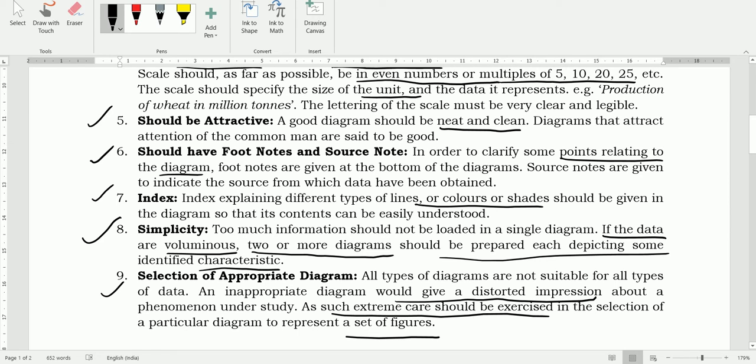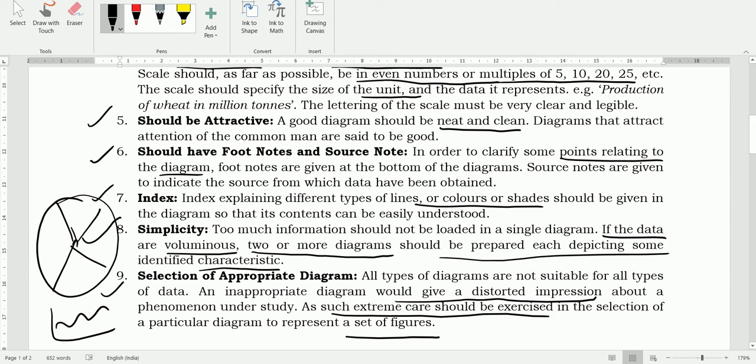Generally we find that to represent land use data, we use this pie diagram. If you represent the land use data by this line graph, then it may give a wrong impression. So while selecting the appropriate diagram, you must be very, very careful.